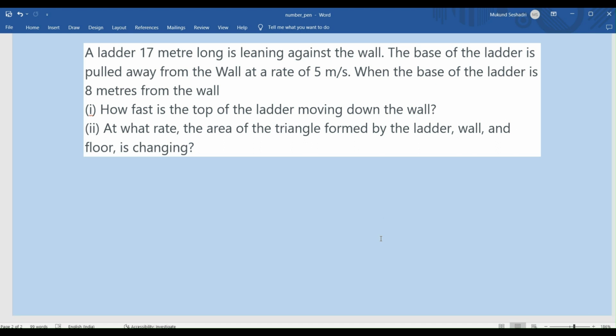Today we have again a very interesting problem in differential calculus. So let's spend a few minutes reading through the problem.